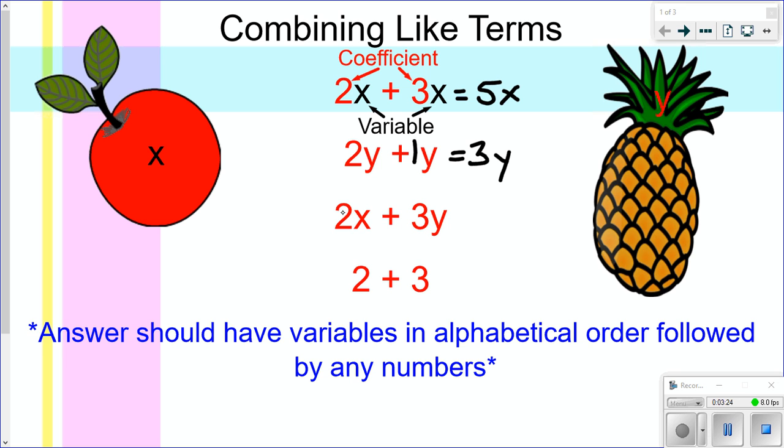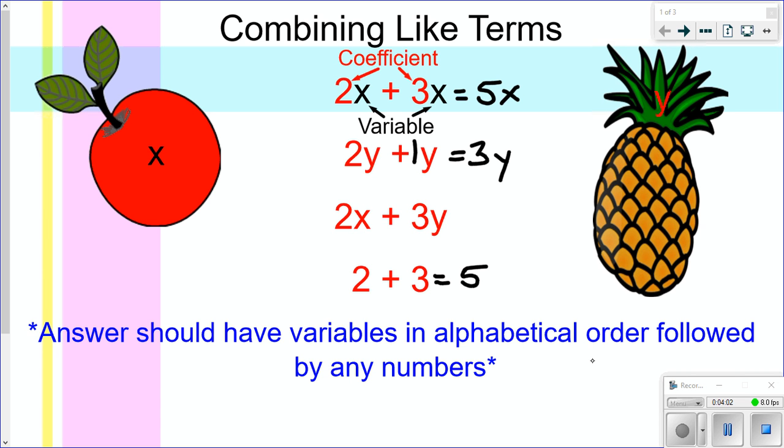So here's an example of trying to combine apples and pineapples together. 2x plus 3y, you can't combine those together. They do not have the same, what we call variable factor. So this is as simple as you can write it. If you're asked to simplify 2x plus 3y, the answer would be 2x plus 3y. Now, numbers are also like terms. You've been combining them for as long as you've been doing math. You weren't told that they were called like terms. But of course, you can combine 2 and 3 together to get 5.